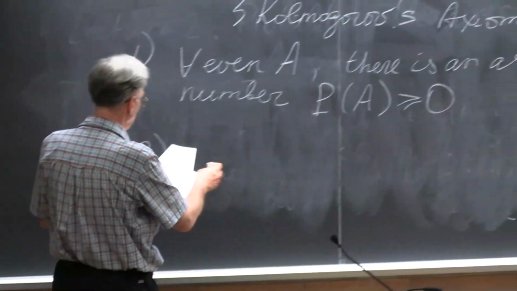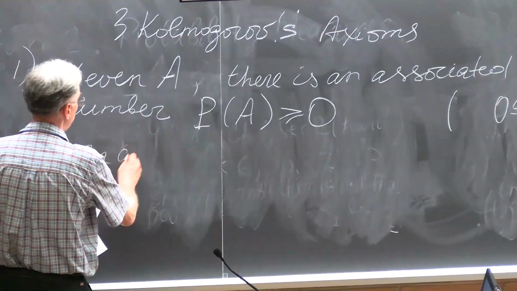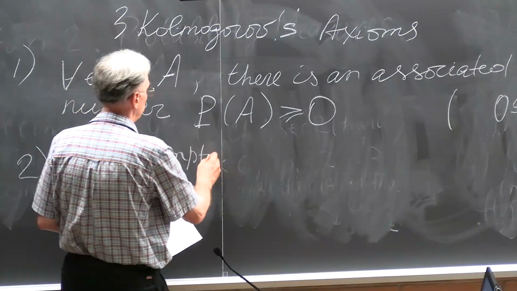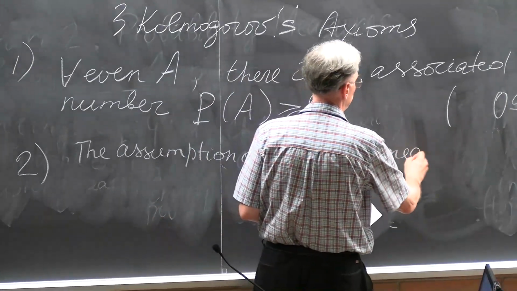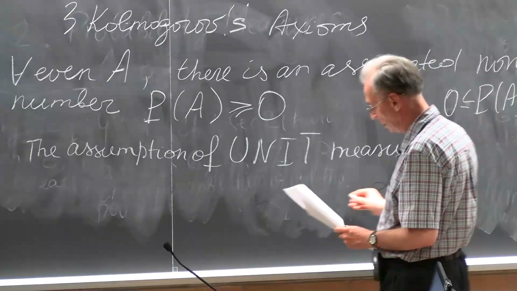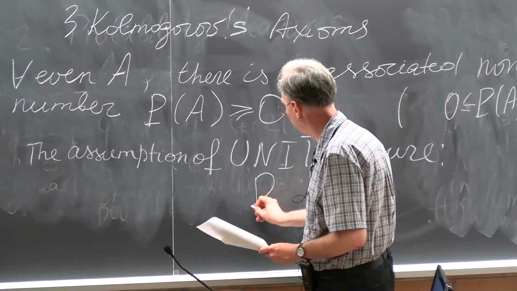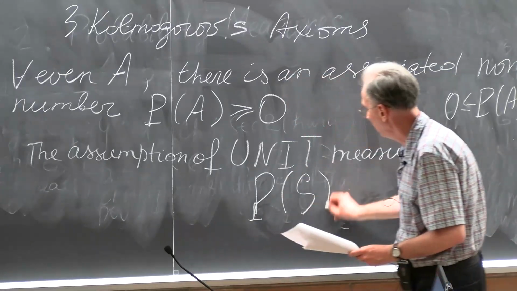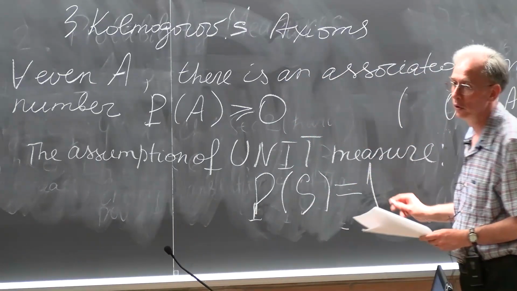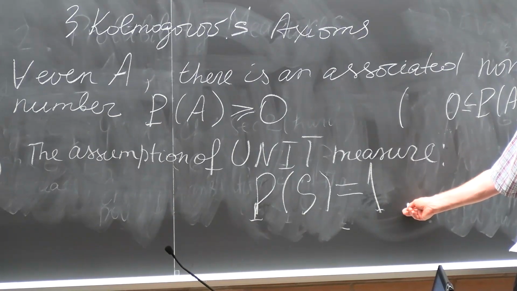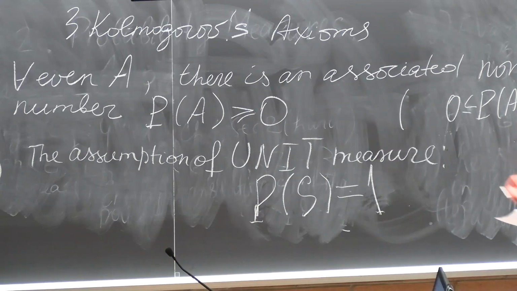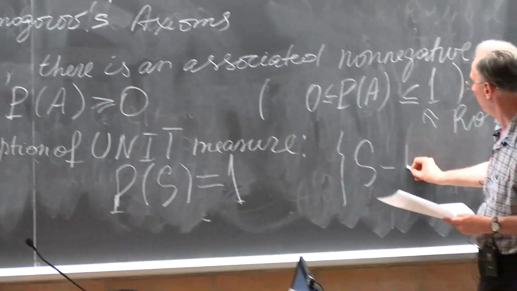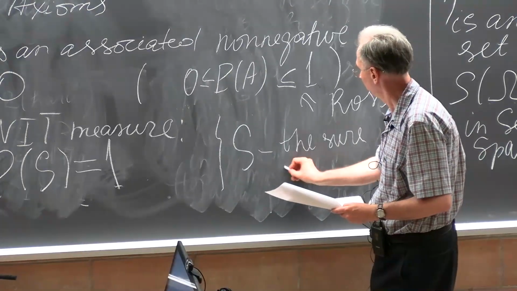Okay, so the second one is often called the assumption of unit measure. And it means that probability of the whole sample space is always 1. So always 1 or 100%. Yeah? So therefore, the sample space is called the Sure event. S is the Sure event.